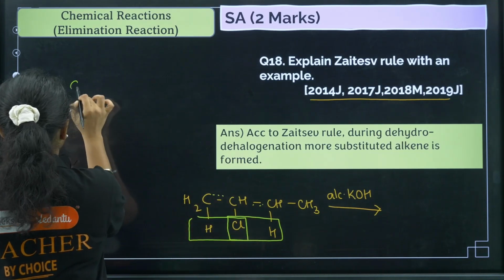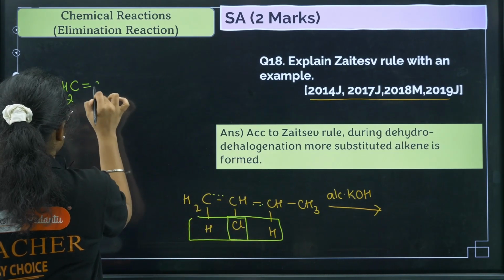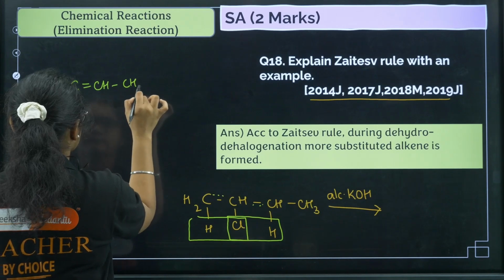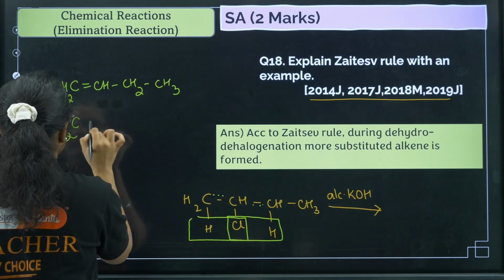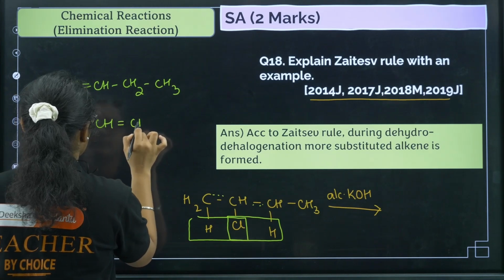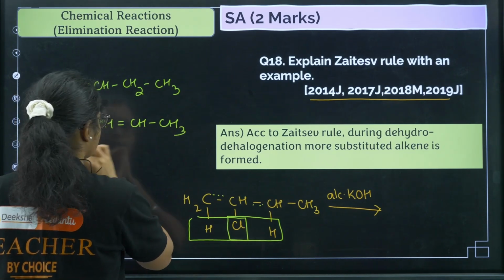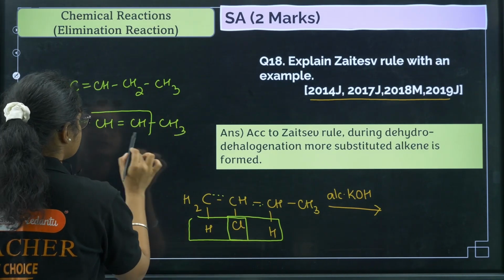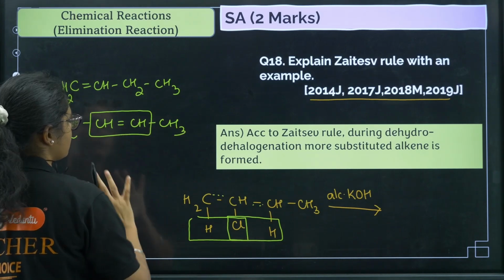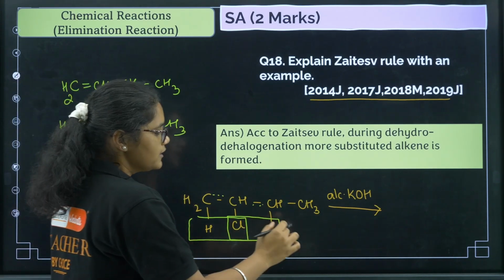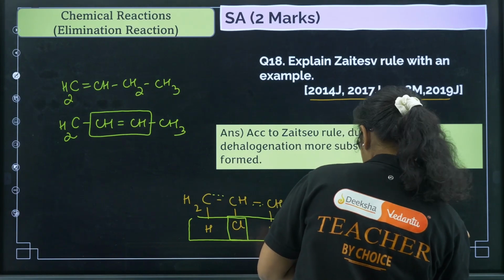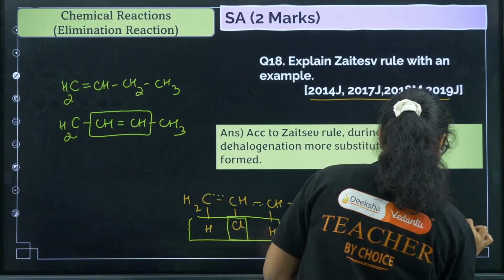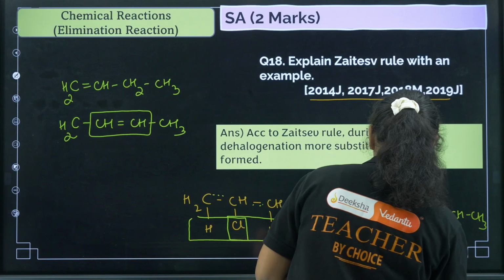One product is like this, CH2, and we will get another product like this. In this one, there are more carbons beside the double bond, so this is more stable. This example you can write down here: CH3-CH=CH-CH3.